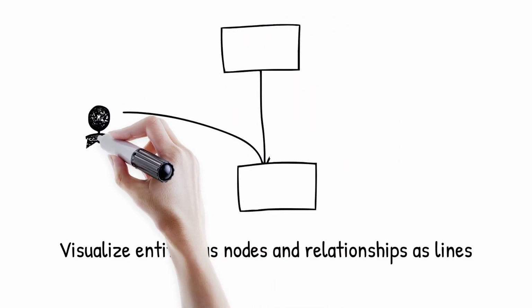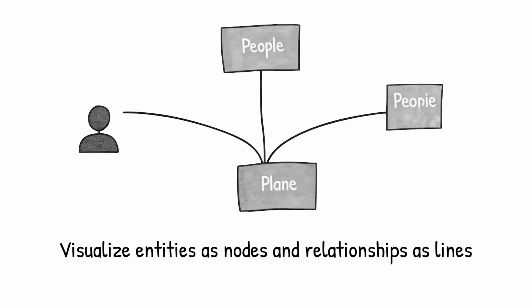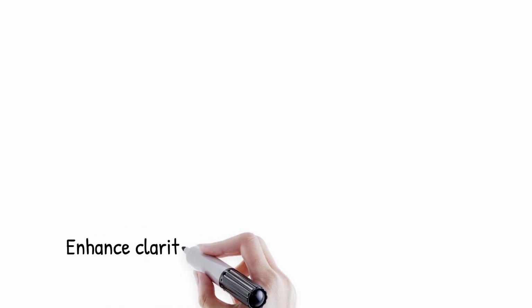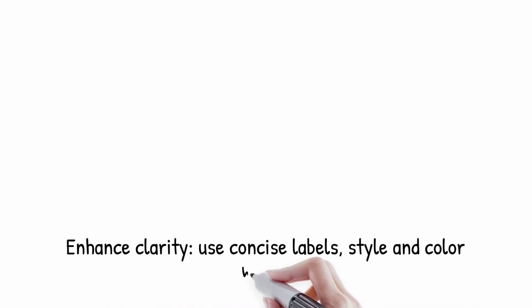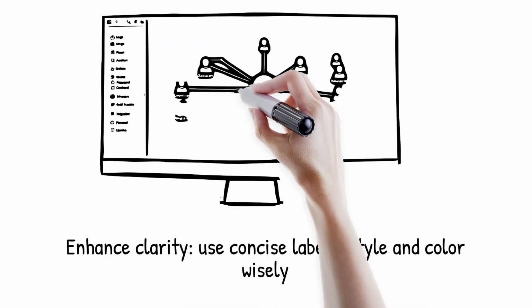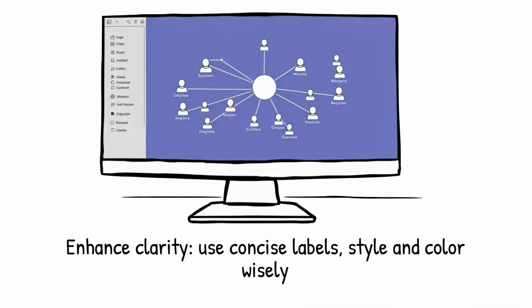Next, focus on clarity and simplicity. Too much detail can overwhelm and obscure essential insights. Use concise labels and maintain a consistent style for nodes and links. Choose colors strategically to highlight specific entities or types of relationships. This helps in quickly distinguishing different elements on your chart.